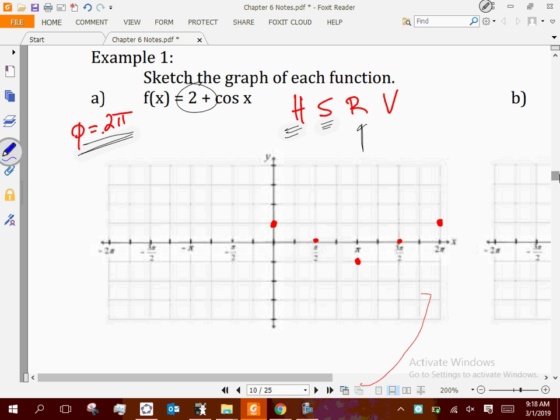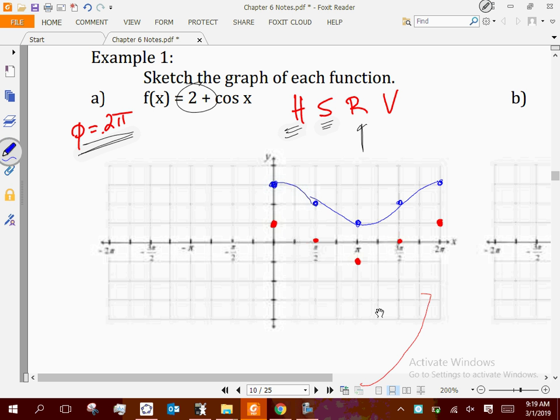So what we do then, we take every one of these parent function points, and we add 2 to the y value. So a y value of 1 turns into a y value of 3, right? A y value of 0 turns into a y value of 2, a y value of -1 turns into 1, 0 to 2, 1 up to 3. And then we use a smooth curve, as smooth as we can make it, to create that period. That's one cycle of the cosine function around the unit circle, right?